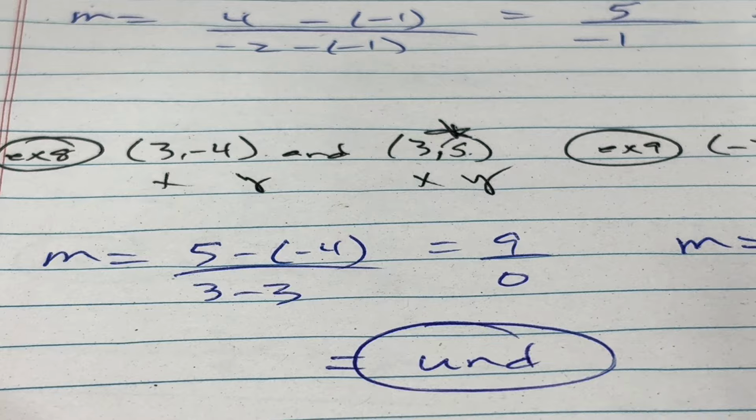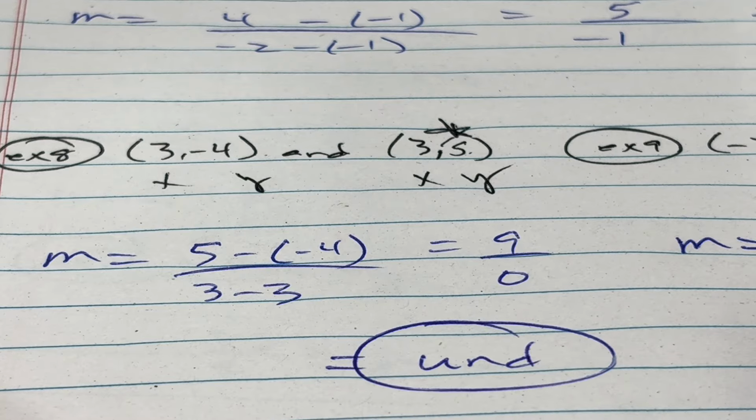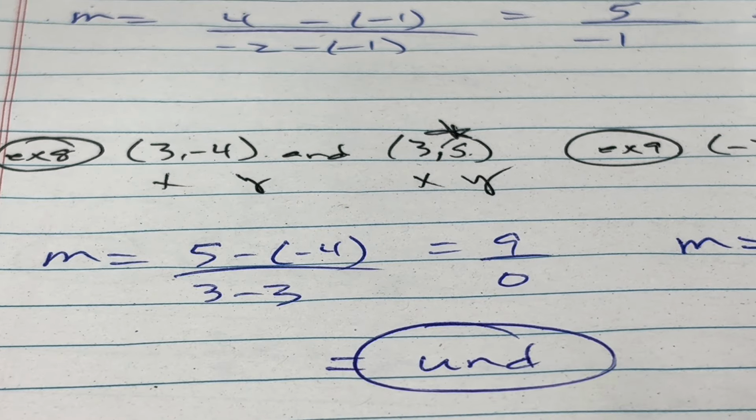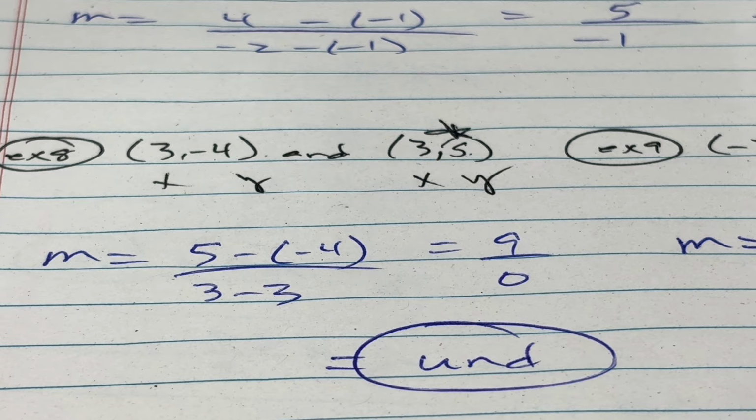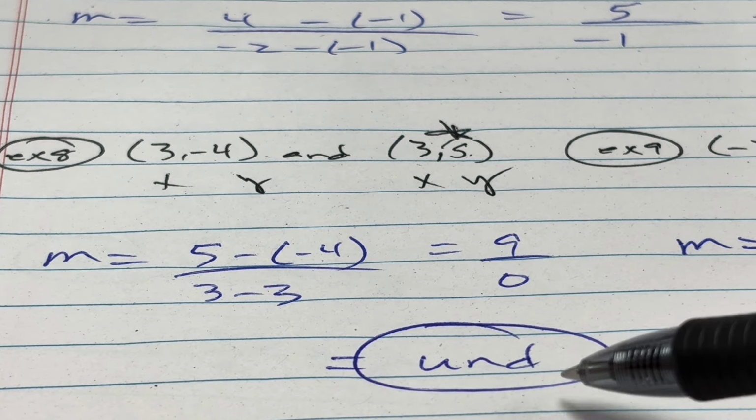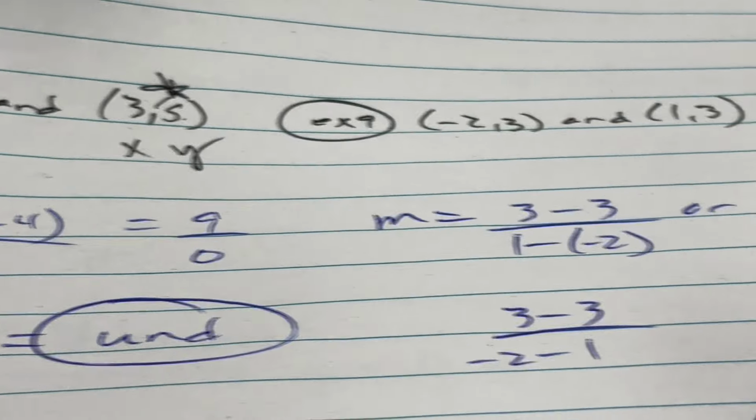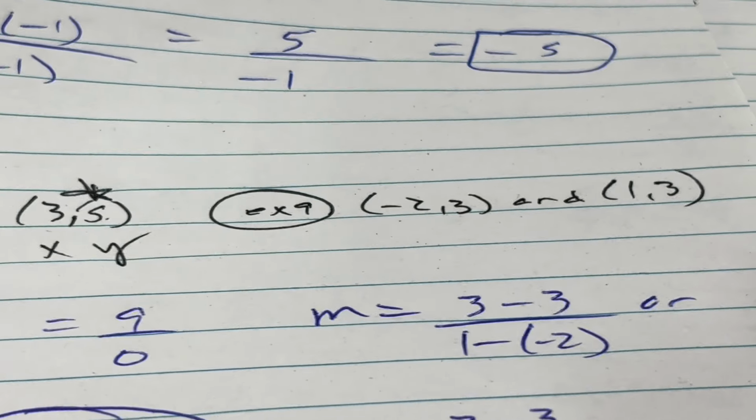9 divided by 0, it's a domain error. That's undefined, okay? It has no slope. Slope of 0 is different than no slope. This is a straight vertical line. It has no slope. So you can just write undefined, UND, but it's not 0, and you can't leave it as 9 over 0.